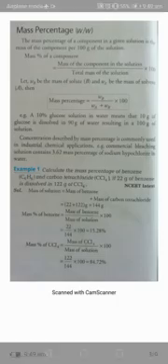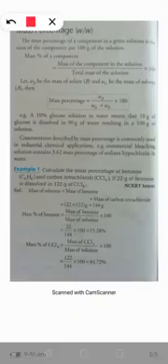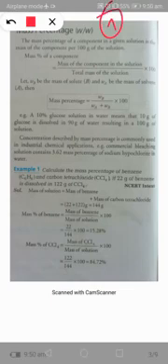Okay, so there are several methods by which we can describe the concentration of a solution. The first one is mass percentage. The mass percentage of a component in a given solution is the mass of the component per 100 gram of solution. To calculate mass percentage, we have a simple formula: mass of component in a solution divided by total mass of solution, multiplied by 100.